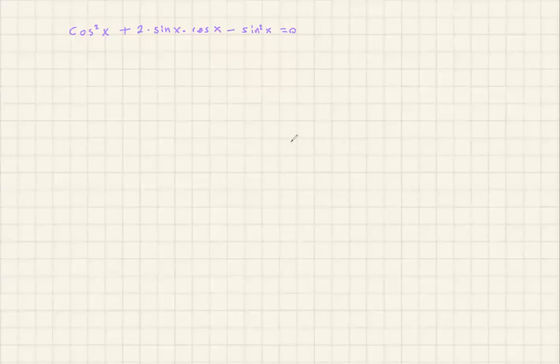Hello, everyone. So we are going to explore another question using the sum to product formulas of the trig identities, and also we will try using a bit different way as well using the angle sum identities. Okay, so let's go ahead and start with cosine squared x minus sine squared x, right?